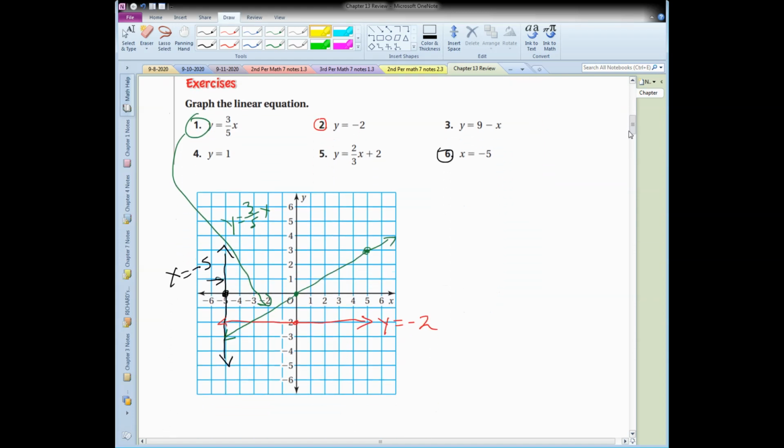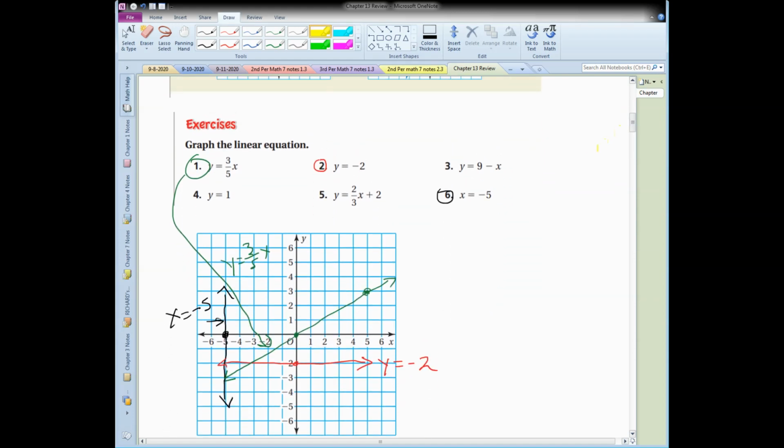So I graphed a few of these on here. Number one, y equals 3/5 x. So how did I do that? Well, I can make a table. So I can say x and y. Here's my equation, y equals 3/5 x. So 0 is always a good number I choose for x. When I put 0 into this equation, 3/5 times 0 is 0.